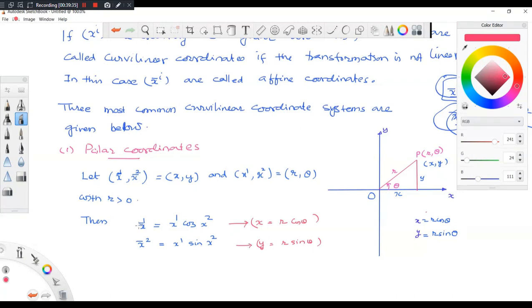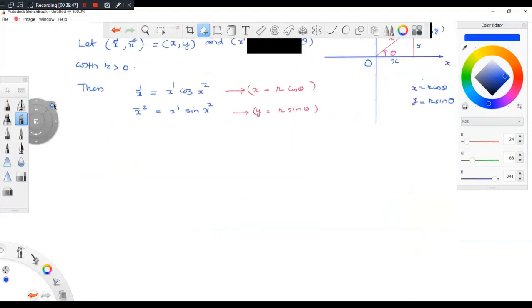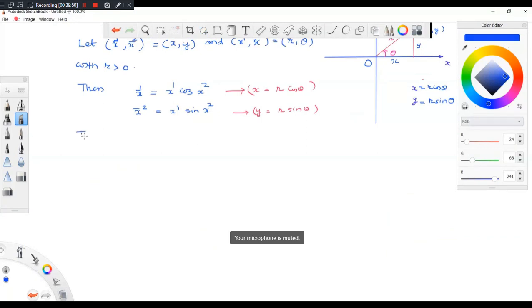The notation is a little different, and we use it for some other purpose. Now I have the inverse transformation for this. The inverse transformation.